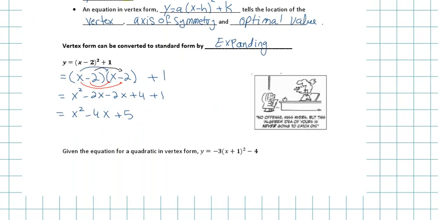So basically when we use FOIL in this equation, it gives us the standard form from the vertex form. So you FOIL, but you don't forget that you're also adding that plus 1. Now, this is the easiest conversion that you can have from vertex to standard. One step further would be if you have an a value. So if I have an a value, I have to do a little bit more work to get to my standard form.